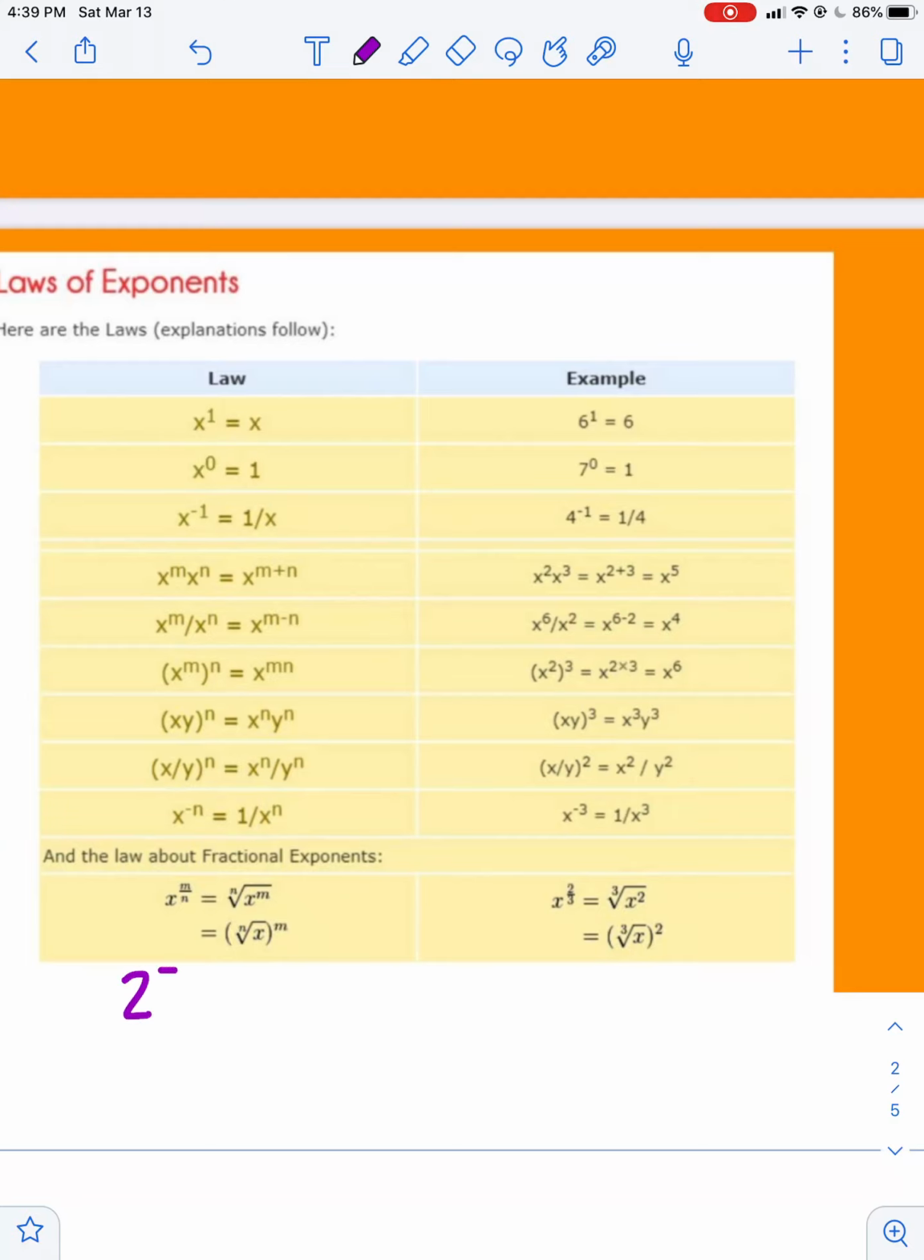So if you're dividing, so say I have something like 2 to the 7th over 2 to the 5th, you can simplify that by subtracting your exponents. So you can take 7 minus 5, and this will actually give me 2 to the 2nd power. So just up here, where you have x to the 6th divided by x to the 2nd, you can see that they subtracted 6 minus 2 to get x to the 4th. Okay, so that is another rule.